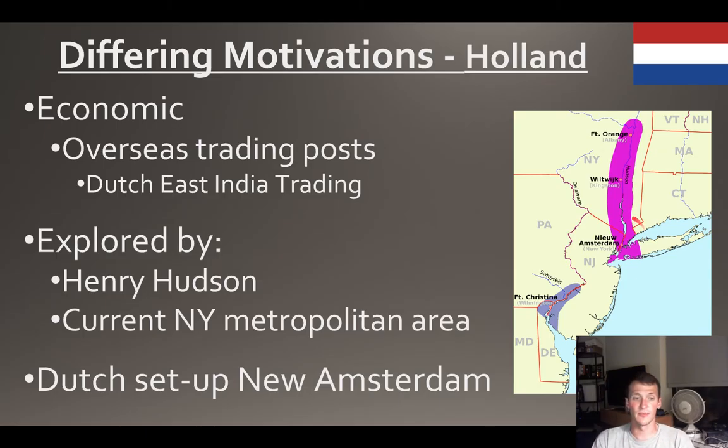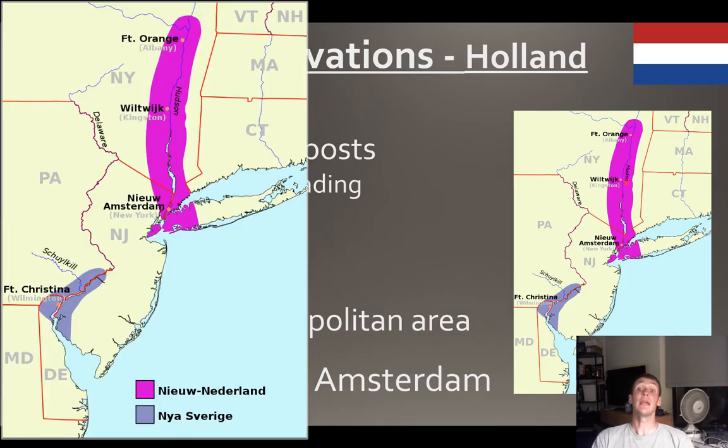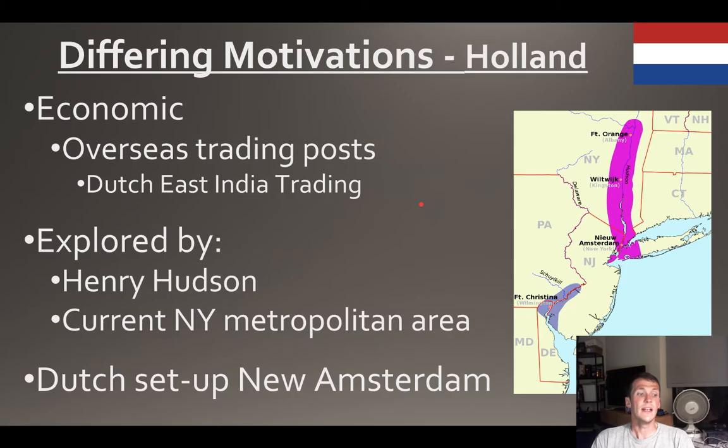And they're going to set up shop around modern-day metropolitan New York. They're going to head up the Hudson River, which had been explored by Henry Hudson, right? This is the current metropolitan area, and it's going to be economic. They're going to be using the fur trade as well, and other things that they're able to get, and they're working through the Dutch East India Trading Company.